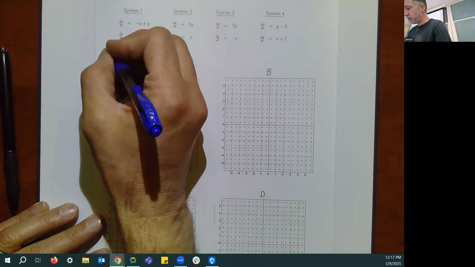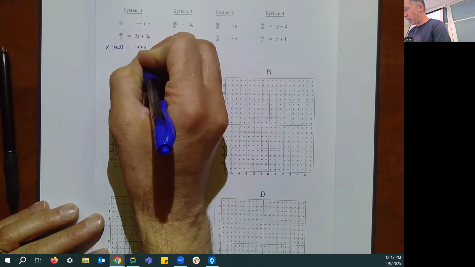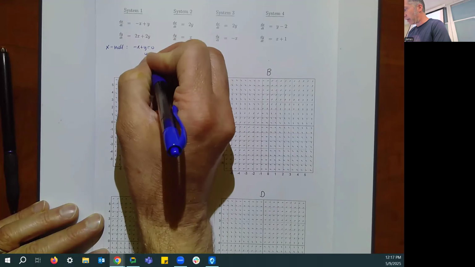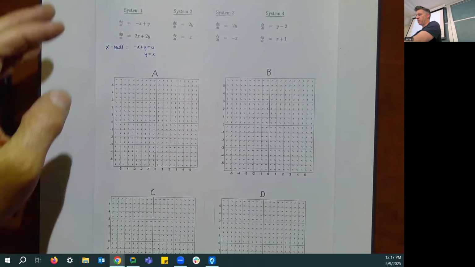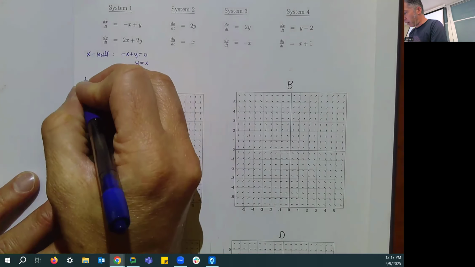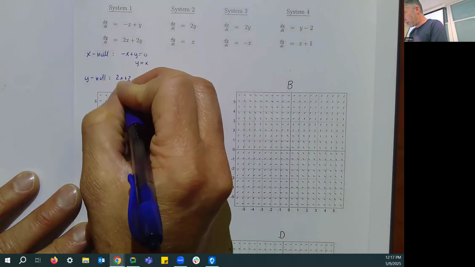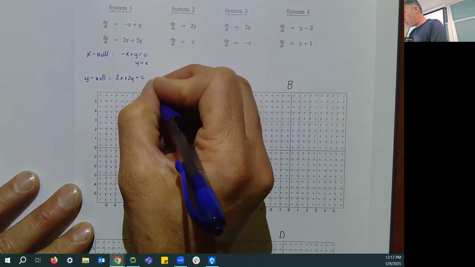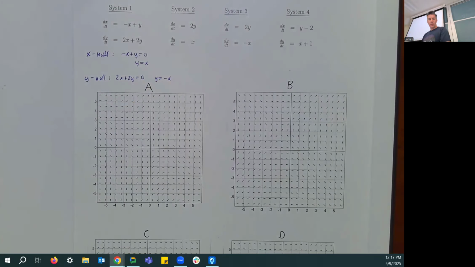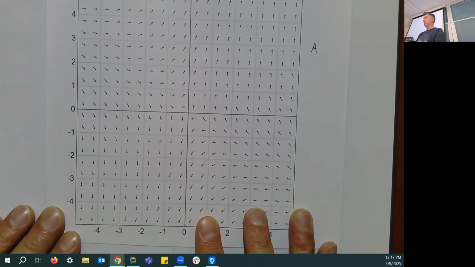For system one, my x null line is going to be negative x plus y equal to 0, or y equal to x. Let's zoom in a bit here. And then my y null line is going to be 2x plus 2y equal to 0, or solving for y, y equal to negative x. I'm going to pull out bigger graphs because I have them. So let's look at the first option here. Let's look at A and see, does A have those null lines?